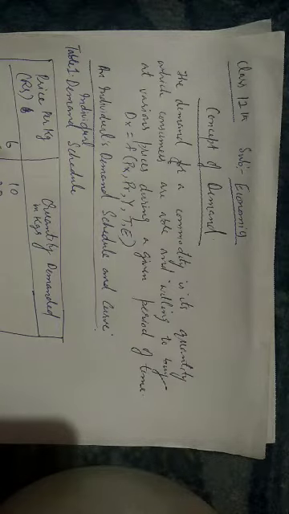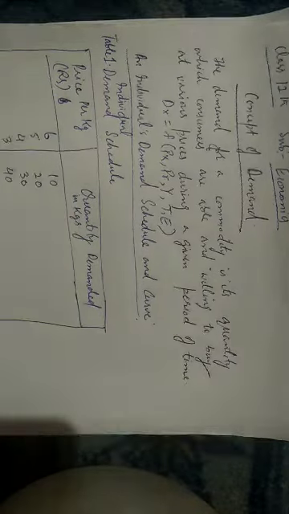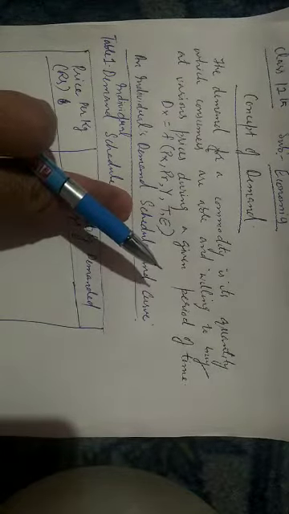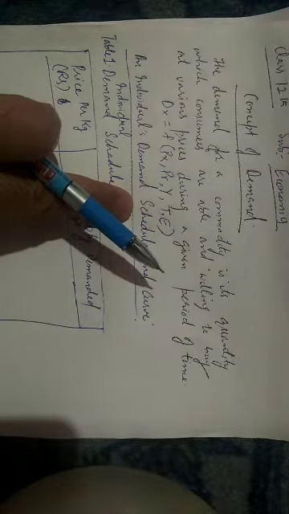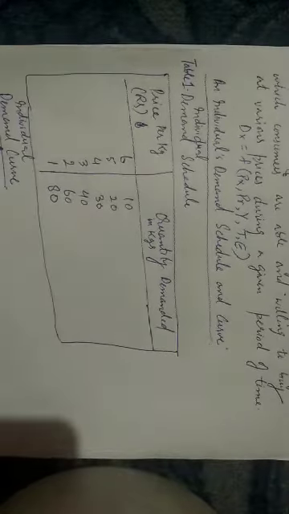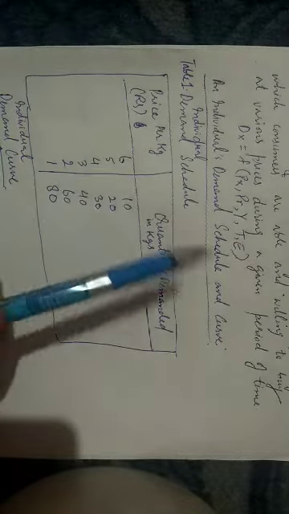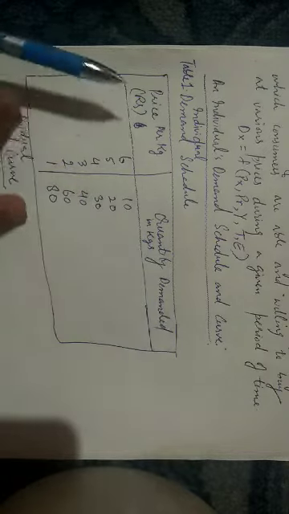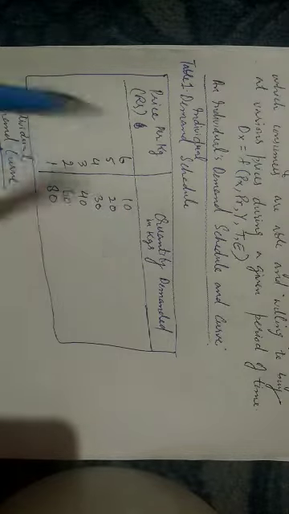What does this schedule show us? Individual demand schedule is a table showing different quantities of a commodity that one particular buyer in the market is ready to buy at different possible prices of the commodity at a point of time. If you see this table, you can see this is the individual demand schedule. Here is the price of a commodity per kg and quantity demanded in kgs, right?